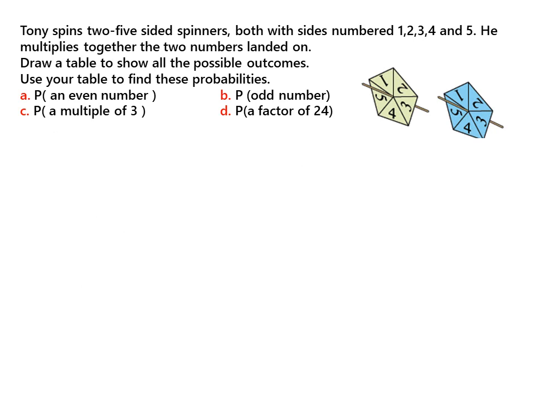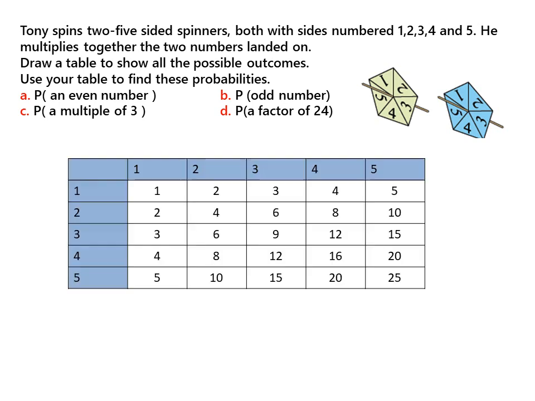Tony spins two five-sided spinners, both with sides numbered 1, 2, 3, 4, and 5. He multiplies together the two numbers landed on. Draw a table to show all possible outcomes. Use your table to find these probabilities: probability of getting an even number, probability of getting an odd number, probability of getting a multiple of 3, and probability of getting a factor of 25.